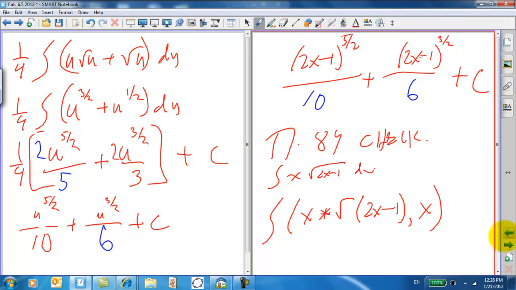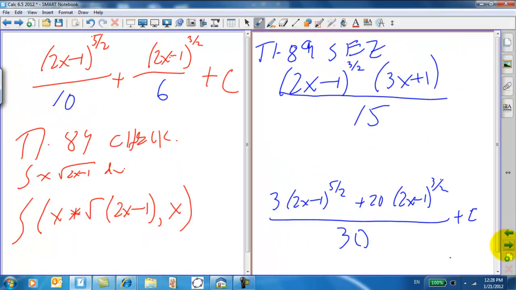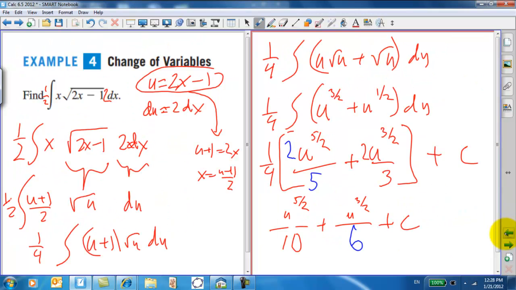So we can still use an LCD of 30. So our LCD is still 30, putting these two ideas together. And when we do that, did we do du right? Yeah, 2 dx, that's fine. We still have that 2 in there, and that 1/2 outside, that's fine.